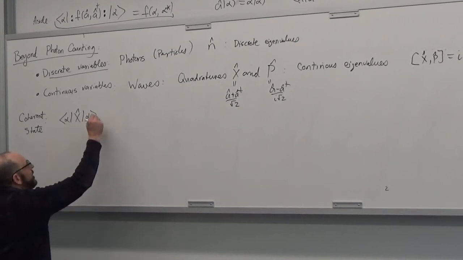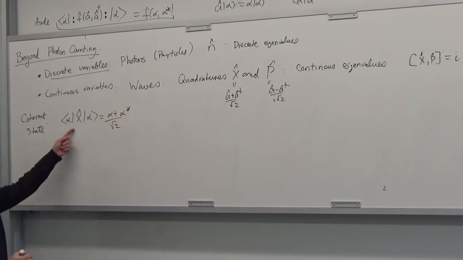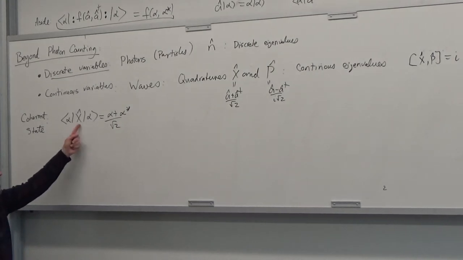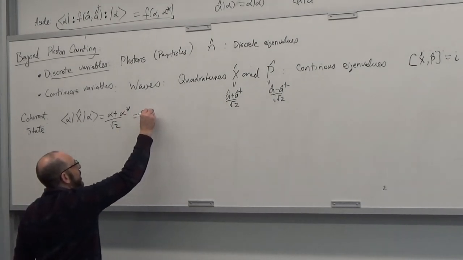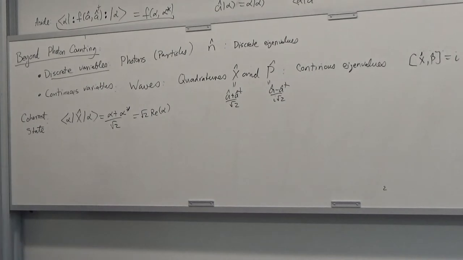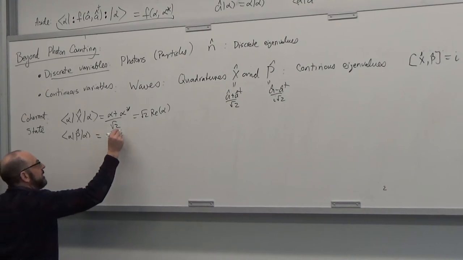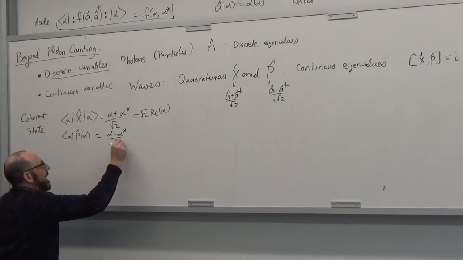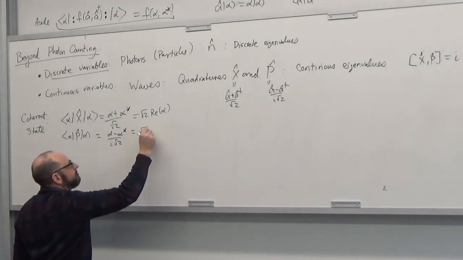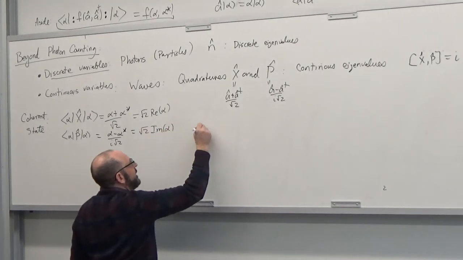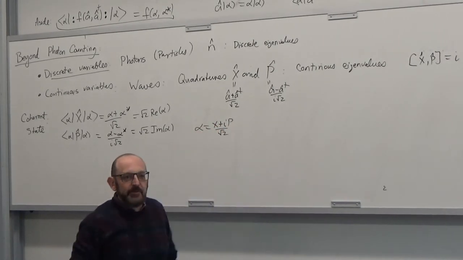It's related to the real part, right? This is alpha plus alpha star over root 2, because the a hits it to the right, gives me an alpha. The a dagger hits it to the left, gives me an alpha star, which is equal to root 2 times the real part of alpha. And the expected value of p is similarly related to the imaginary part of alpha. Alpha is thus some variable x plus ip. It's the complex amplitude, right?